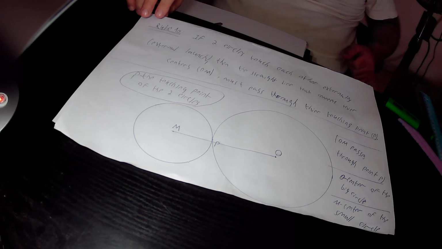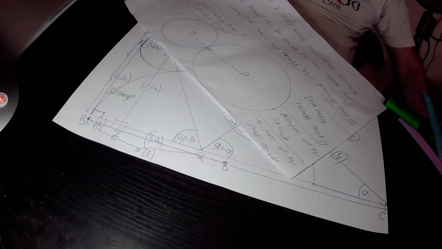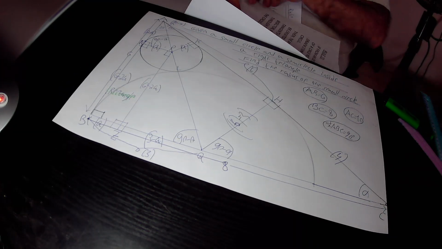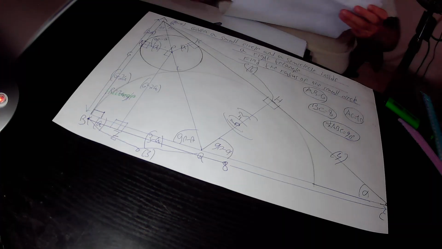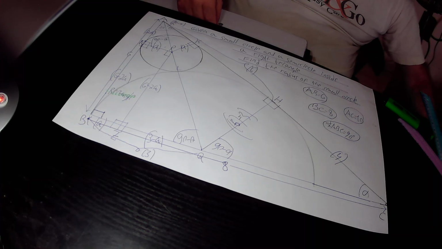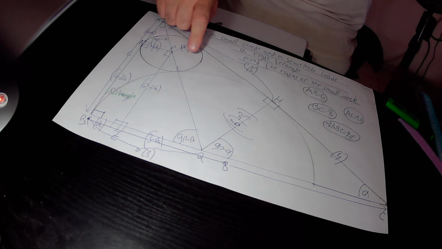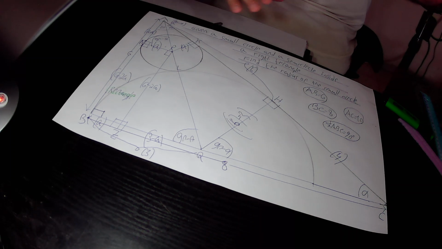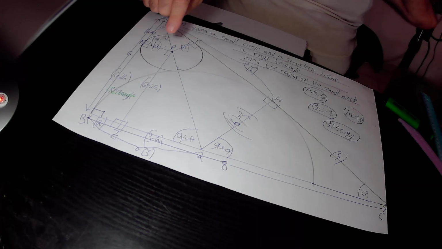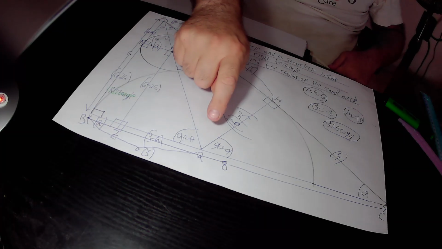So actually we can implement rule 10 in our drawing. Why? Because in our drawing we have an external touch between this small circle and this big semicircle. That is to say they are touching each other externally at point L. And therefore we can implement rule 10. The center of this small circle is there at point P. The center of this big semicircle is there at point Q.